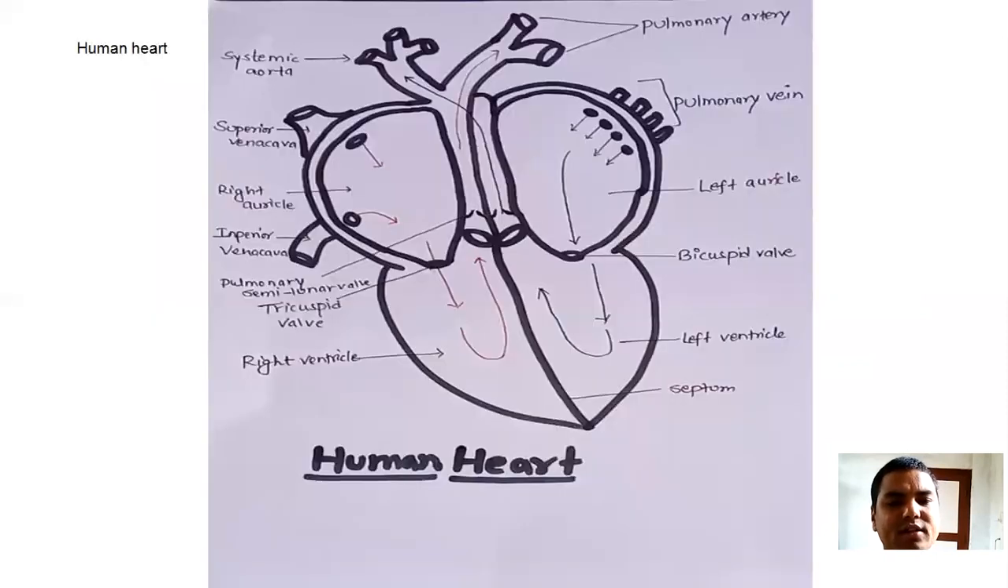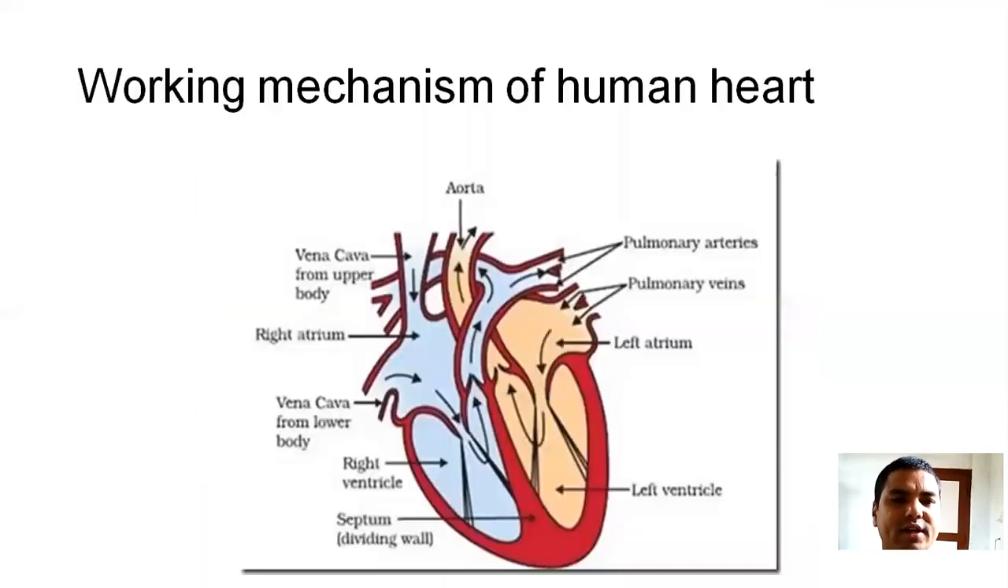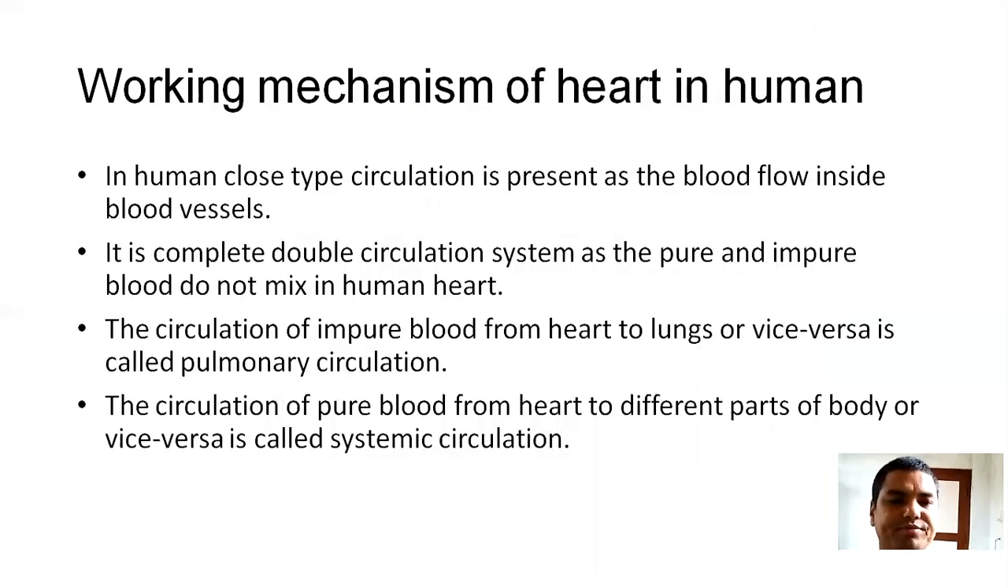This is a simple human heart which shows the unidirectional flow of blood in the human heart. So practice this simple drawing of the human heart yourself. There is also a human heart showing the working mechanism, and now let's discuss the working mechanism of the human heart.